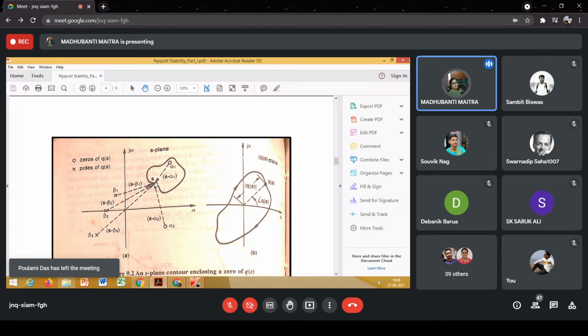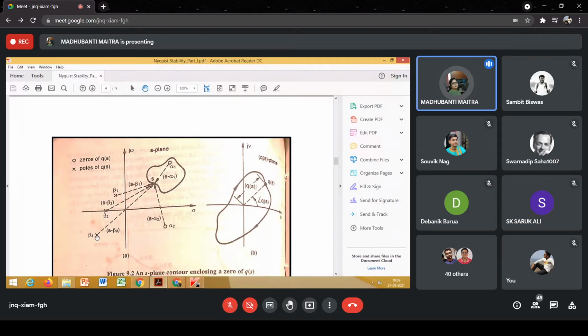So suppose we start from this particular point. Let's assume that this is our starting point on the S-plane contour. So let's construct the phasors. If we call it S or S0, this is the phasor S0 minus alpha 1. This is the phasor S0 minus alpha 2.